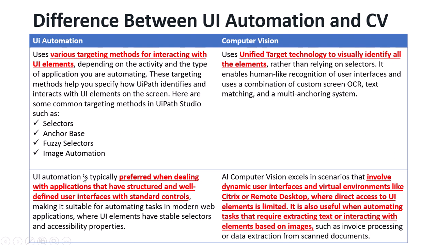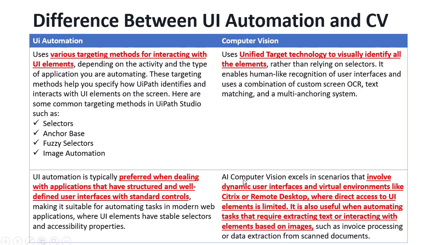The next difference is UI automation is typically preferred when dealing with applications that have structured and well-defined user interfaces with standard controls. This is a very important point: when to use UI automation and when to use computer vision. You prefer UI automation where you have a fixed, structured, and well-defined user interface for that web page. This makes it suitable for modern web-based applications or any desktop-based application where the structure is fixed. It has a structured format and an easy interface on the screen. Then you can use it.